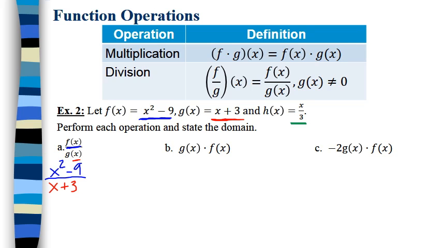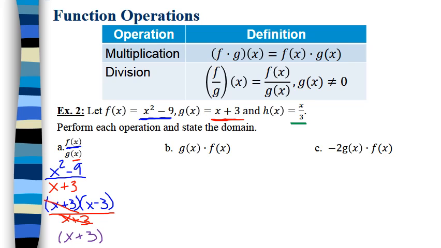Now we can do synthetic division or long division, or we can recognize that x squared minus 9 is a difference of squares. So we can rewrite that as x plus 3 times x minus 3. And of course that's all over x plus 3. And now x plus 3 divided by x plus 3 is just 1. So our answer is x minus 3.